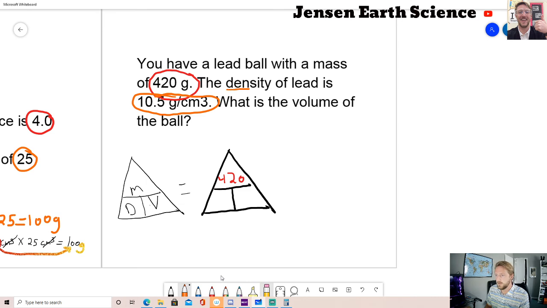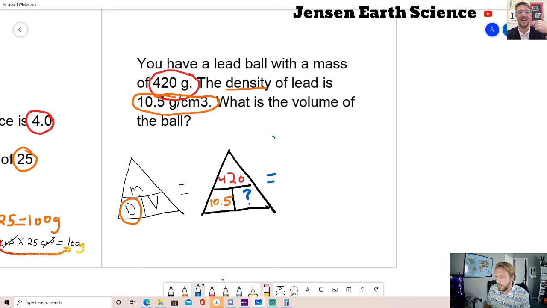Well, it tells us it's the density. And also I know density is taken either grams per centimeter cubed or grams per milliliter. So according to my density triangle I drew, density goes in the bottom left. So this is 10.5. And I like to add a question mark because that's what we're looking for. We're looking for volume. All right, so if they are stacked on top of each other, 420 is on top of 10.5, that is going to be a division problem.